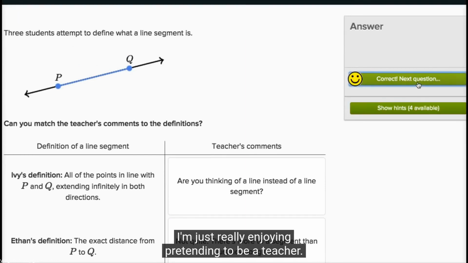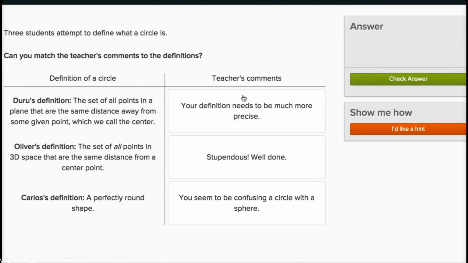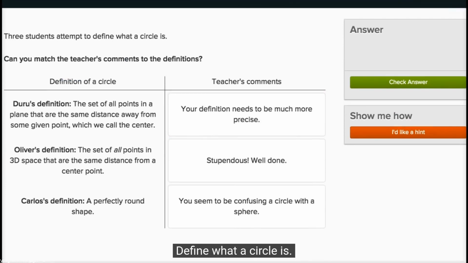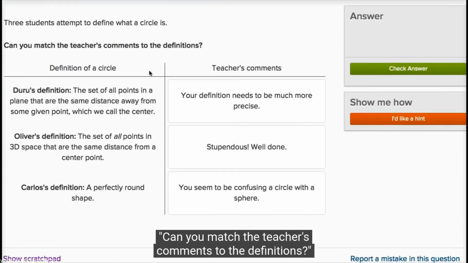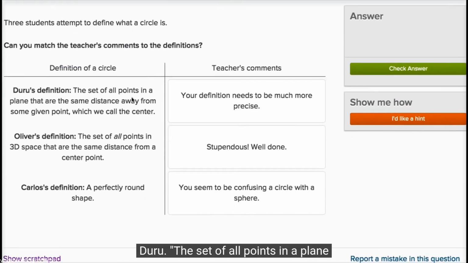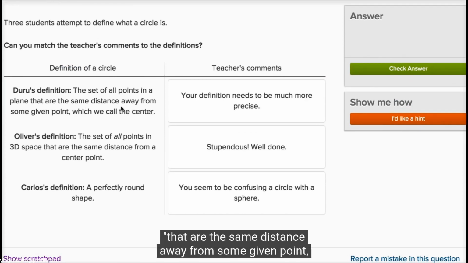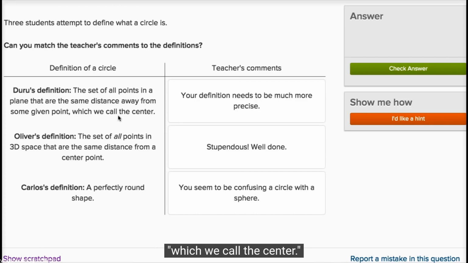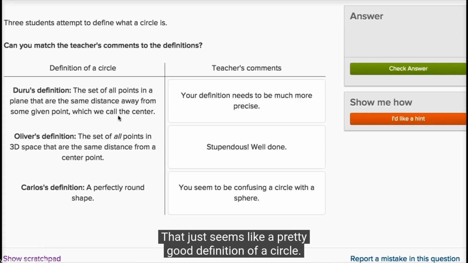I'm just really enjoying pretending to be a teacher. All right, 3 students attempt to define what a circle is. Can you match the teacher's comments to the definitions? Duru: the set of all points in a plane that are the same distance away from some given point, which we call the center. That actually seems like a pretty good definition of a circle.